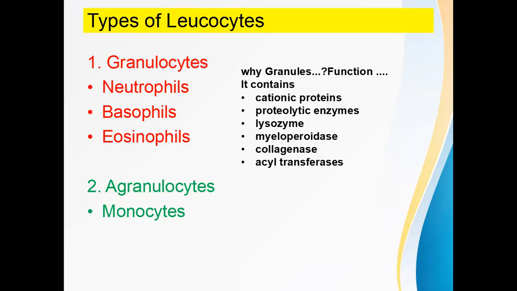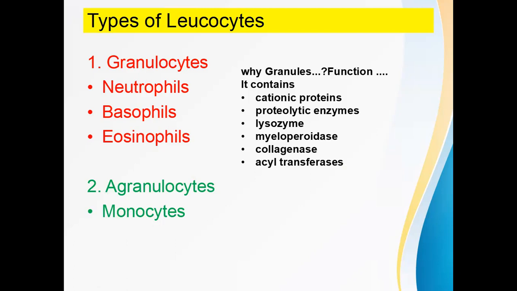So let us begin with the types of leukocytes. Leukocytes can be granulocytes, which contain granules inside them. And what exactly is the function of granules? Why are there granules in one type of leukocyte and absent in another type of leukocyte?